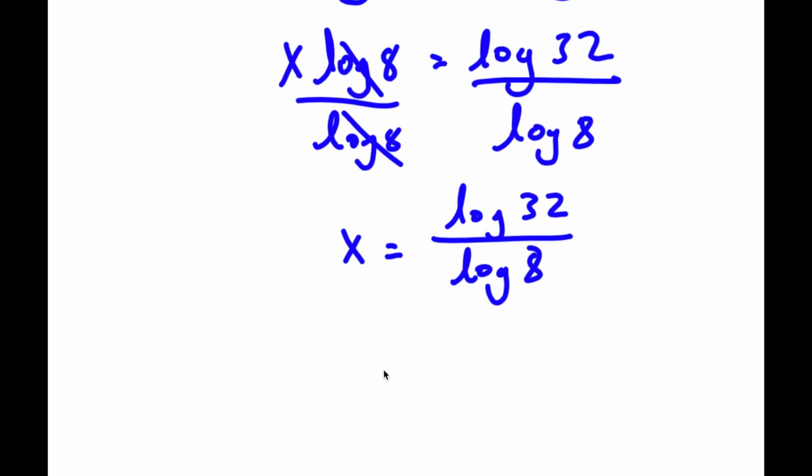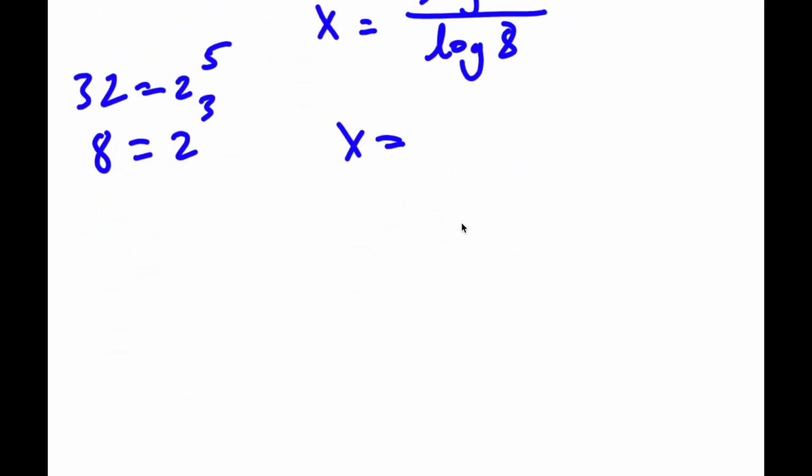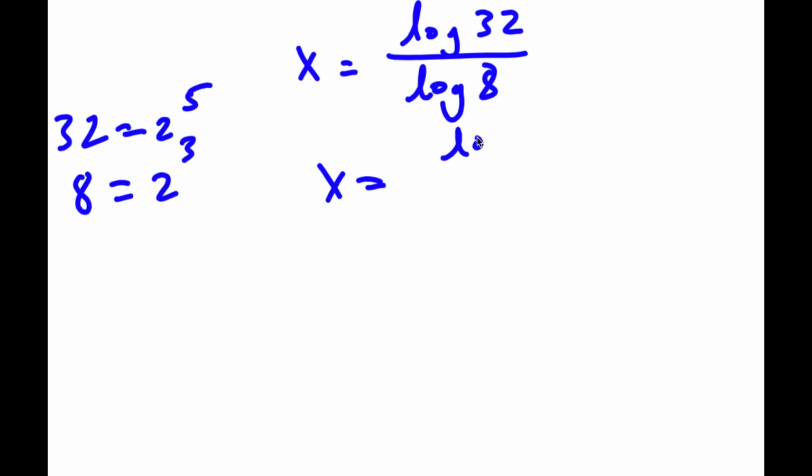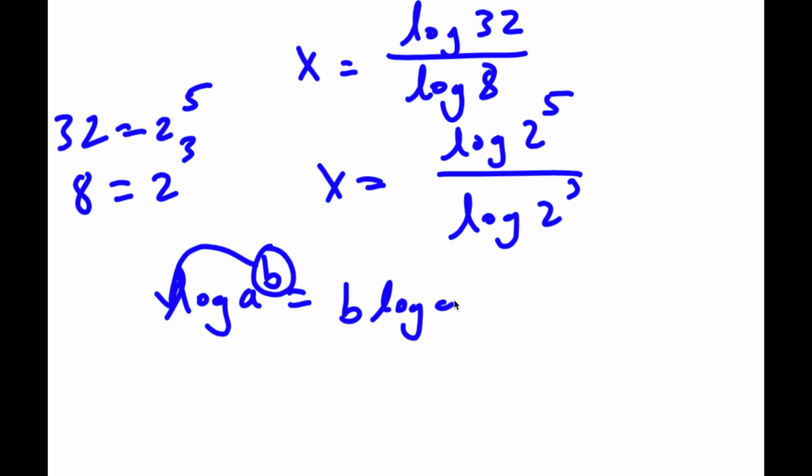Now 32 is the same thing as 2 to the power of 5, and 8 is the same thing as 2 to the power of 3. So now I have log 2 to the power of 5 over log 2 to the power of 3. Now remember, log a to the power of b, I can move this exponent b to the front, so I have b times log a.